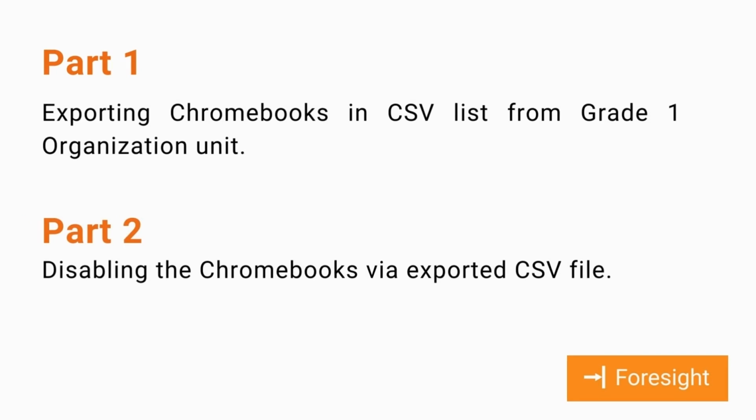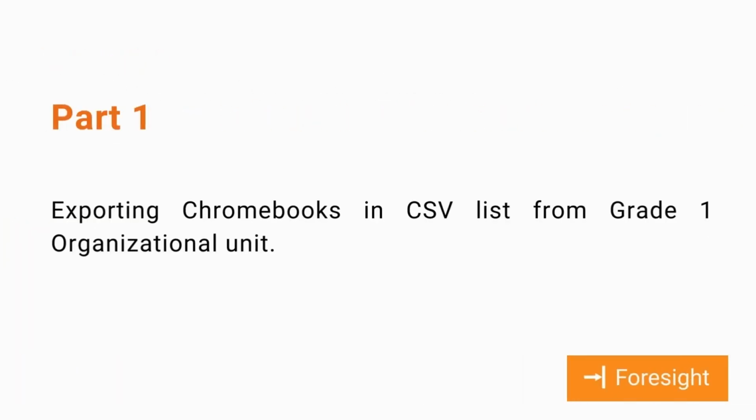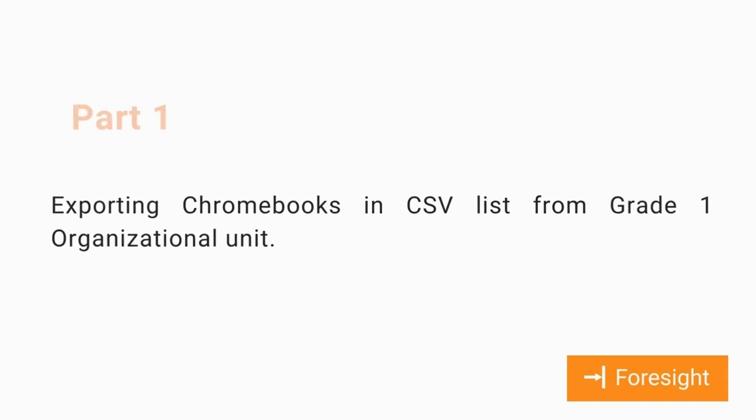In Part 1 we will export a list of Chromebooks from the Grade 1 organizational unit in CSV format. And in Part 2, we'll use that CSV to disable these Chromebooks. Part 1. Exporting Chromebooks in CSV list from Grade 1 organizational unit.